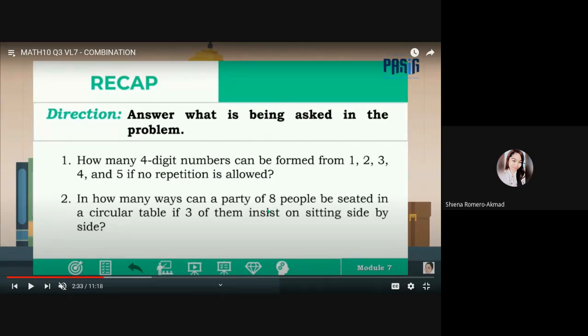Okay, number 2, in how many ways can a party of 8 people be seated as in a circular table if 3 of them insist on sitting side by side?